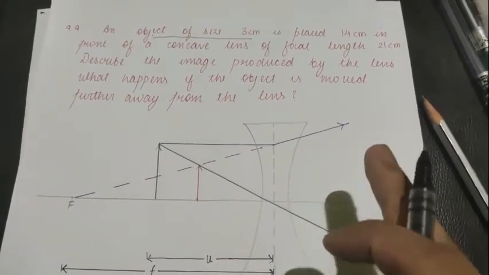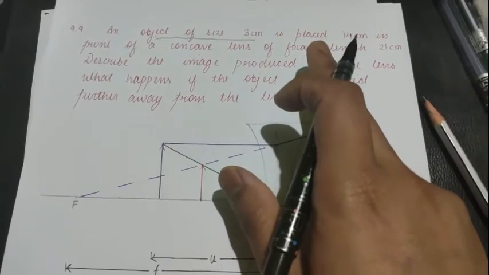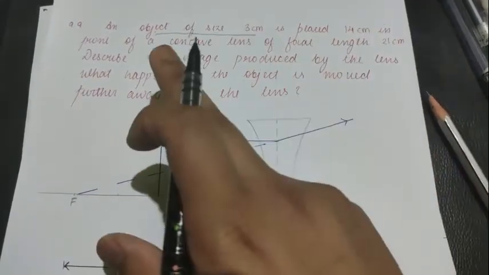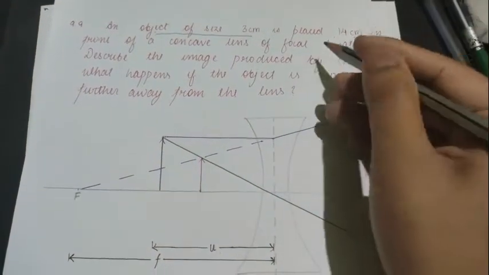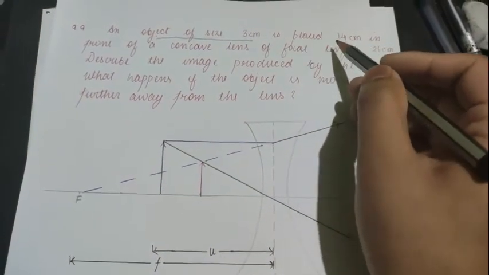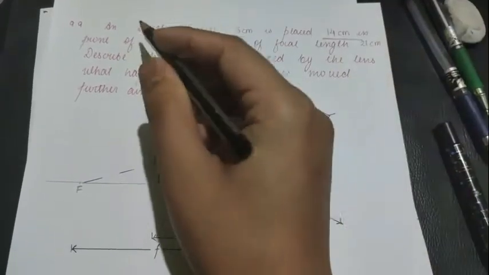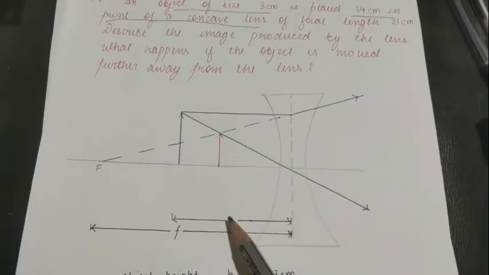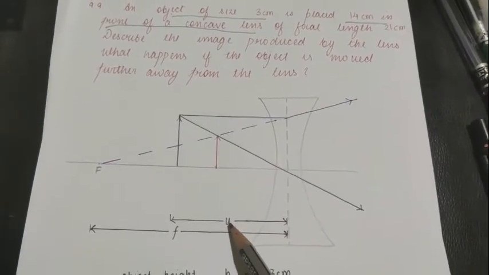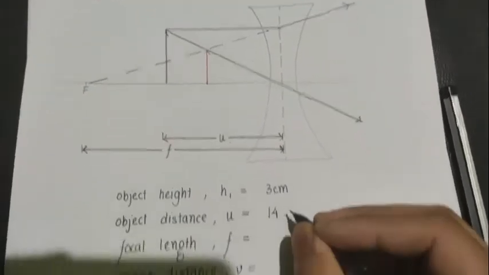Next, is placed 14 cm in front of the concave lens. They have given you the object distance, and where they have placed it, they have placed it in front of the concave lens. By how much? 14 cm in front of the concave lens. That means your object distance u is how much? 14 cm.